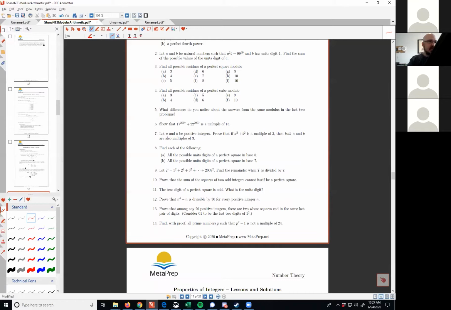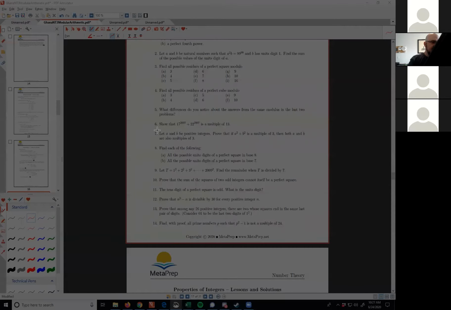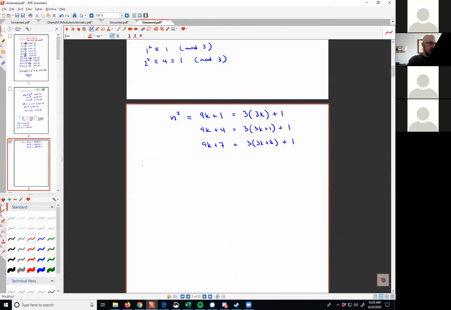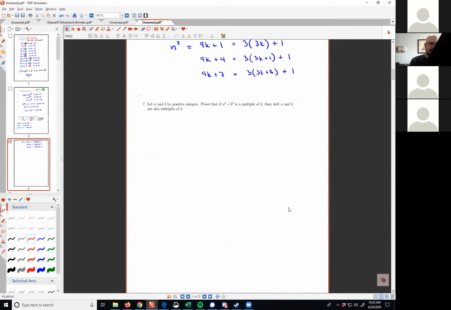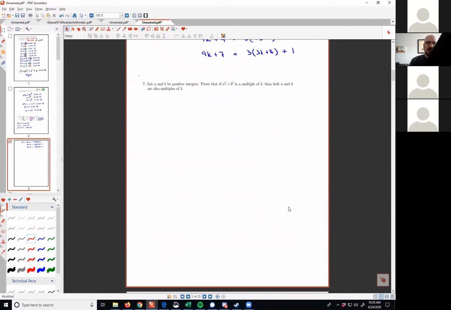I want us to get a little practice from that. Let's take a look at problem number 7. This seems like such a challenging problem. After all, there are infinitely many integers, a and b, that we could square. And there are infinitely many pairs of those squares that add up to multiples of 3 when we add them together.